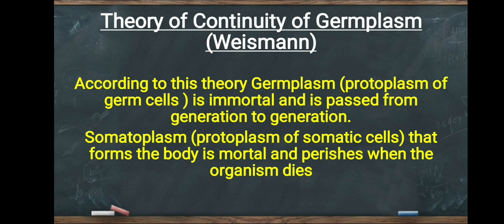So in simple terms, according to the theory of continuity of germplasm proposed by Weismann, the germplasm is immortal and is passed from parents to offspring, or from one generation to the next generation, while the somatoplasm is mortal and does not pass from parents to the offspring, but perishes or vanishes when the organism dies.